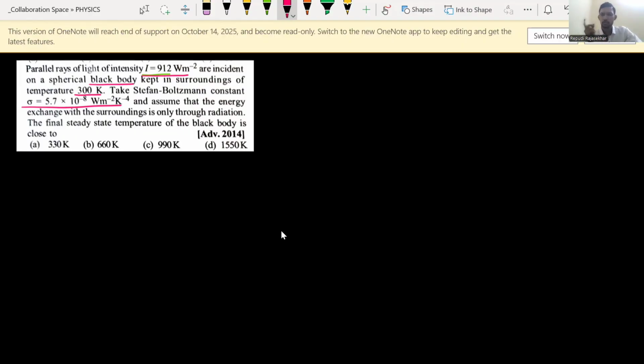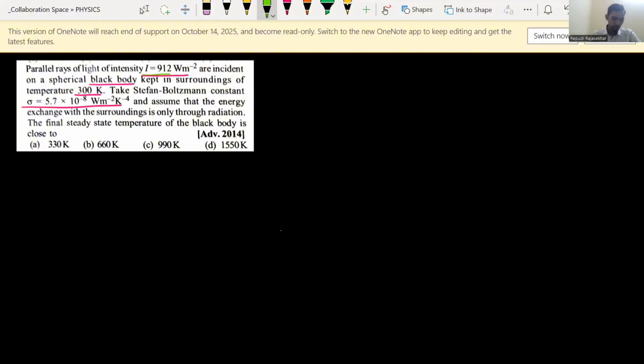Energy exchange can happen through different processes, right? I told you in the class, basically we deal with conduction and radiation the most. In the JEE syllabus, convection is not there. That may be asked in theory exams only. The final steady state temperature of the black body is close to?